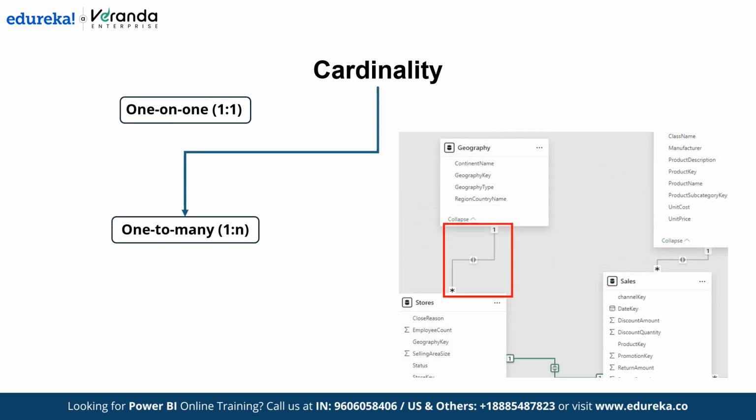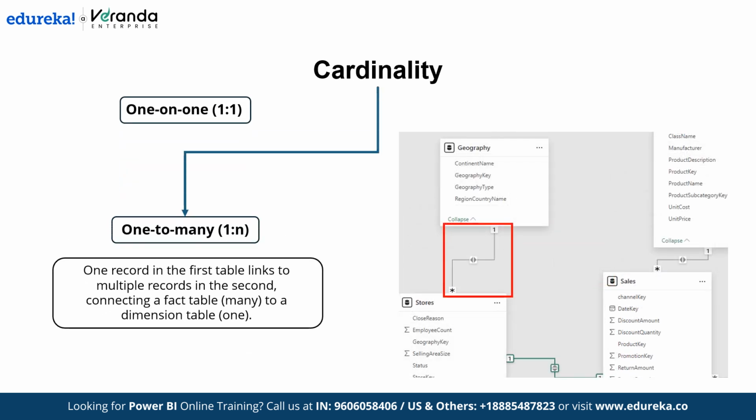Next we have one-to-many. This happens when one record in the first table can be linked to multiple records in the second table, and it is the most common type of relationship in Power BI data modeling. This cardinality type connects a fact table to one or more dimension tables, with the dimension table typically on the one side of the relationship and the fact table on the many side, which is again shown in the picture.